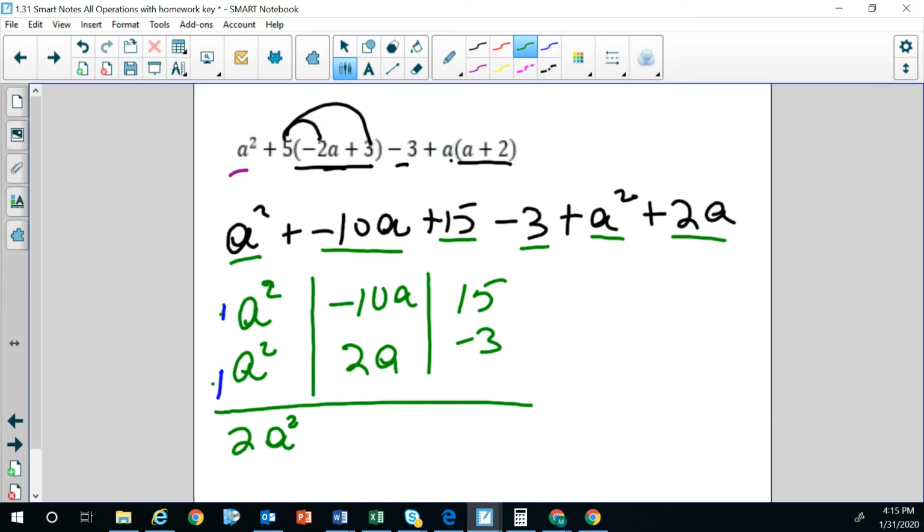2a squared. Remember, leave the exponents alone. You're just adding. My next column, a negative 10 and 2, that's going to give me a negative 8a. And on my right, 15 and negative 3, that's going to give me a positive 12. All right?